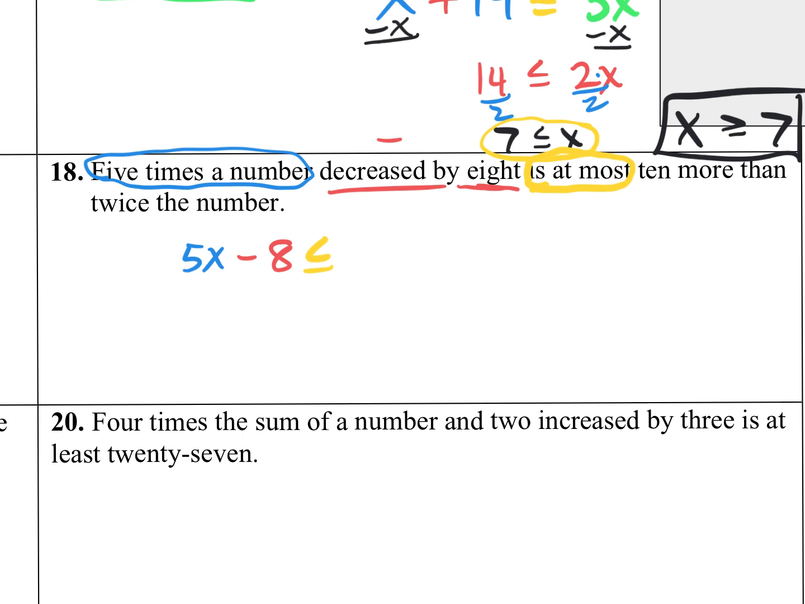Okay, so that would be less than or equal to. Is at most is less than or equal to. Is at least is greater than or equal to. And okay, so is at most what? 10 more than twice the number.